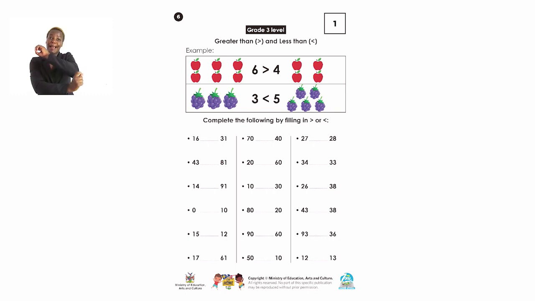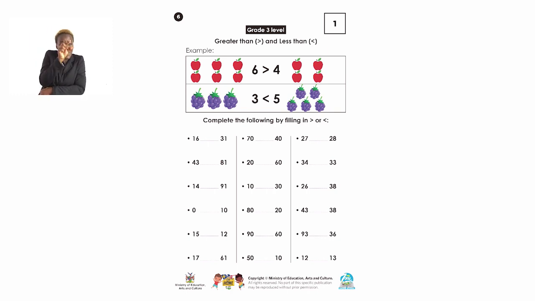We have 6 apples on the left side and 4 apples on the other side. Which one is greater? Yes, of course. The 6 is greater than the 4, so the mouth should be opening towards the bigger number. Let's quickly look at the next example. We have 3 grapes on the left side and 5 grapes on the right side. Which one do you think is greater? Yes, of course, 5 is greater than the 3. So 3 grapes are less than the 5 grapes.